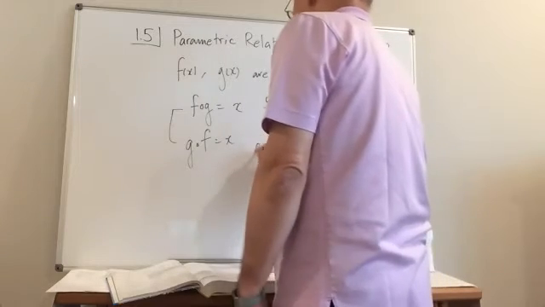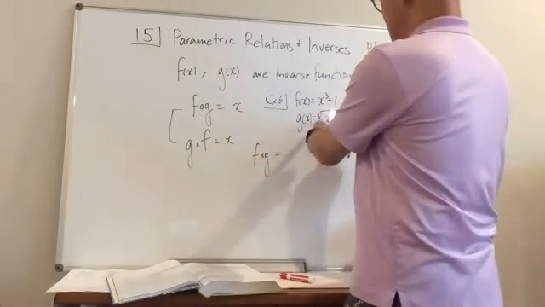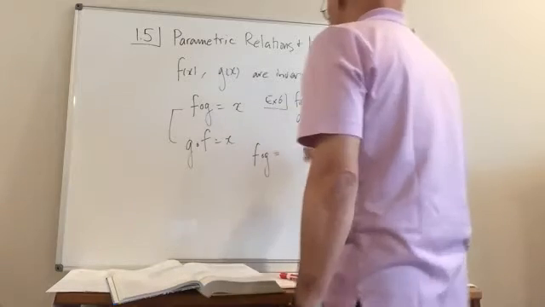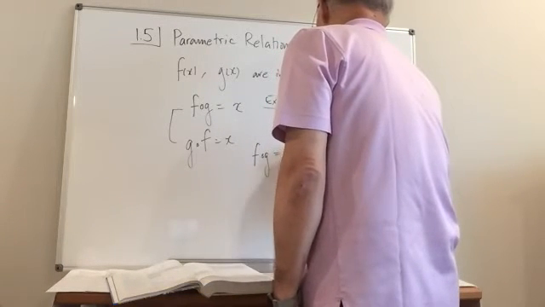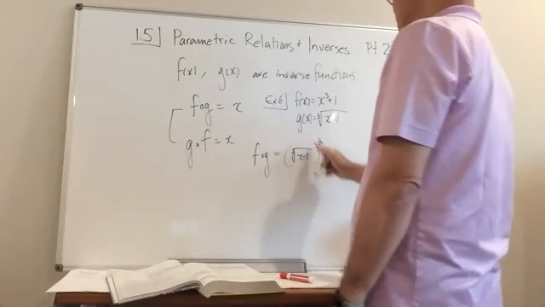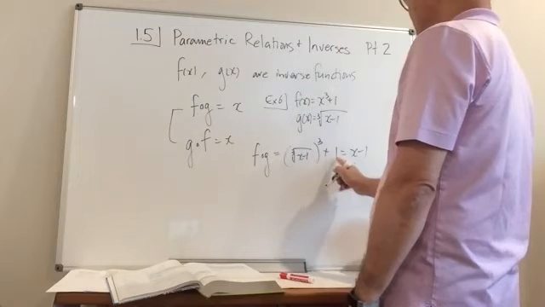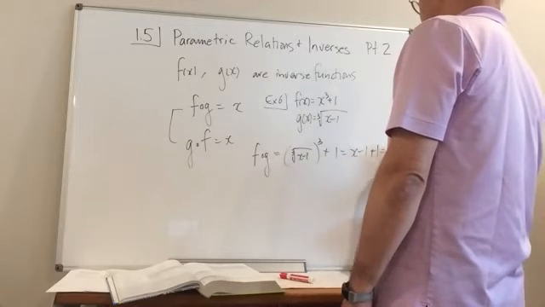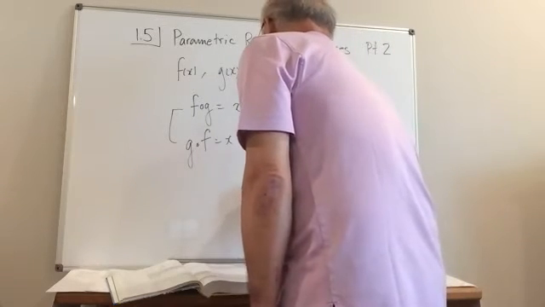So f dot g, right? Wherever x is, I'm going to put this guy into here. So I'm going to get the cube root of x minus 1, cubed, plus 1. So this guy becomes x minus 1. Then I have the plus 1, so I get x. That works. What about g dot f?